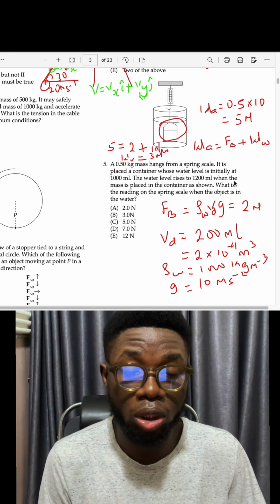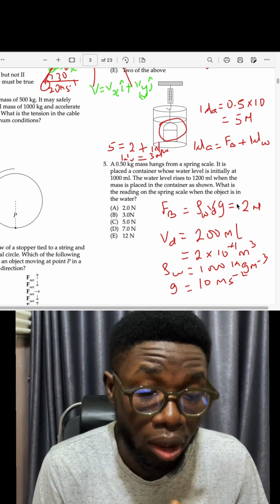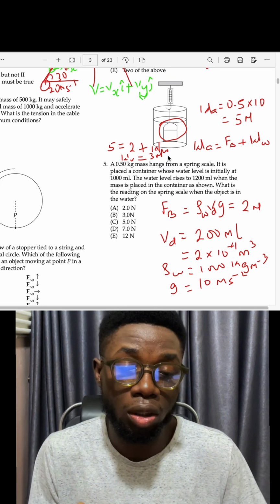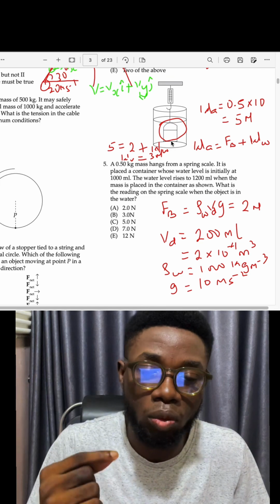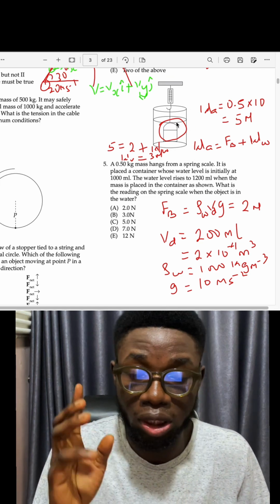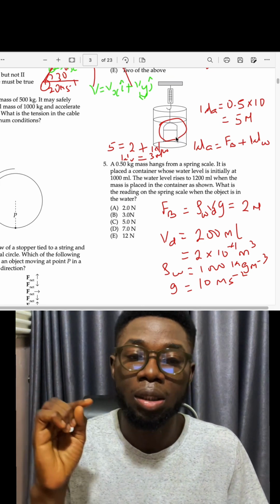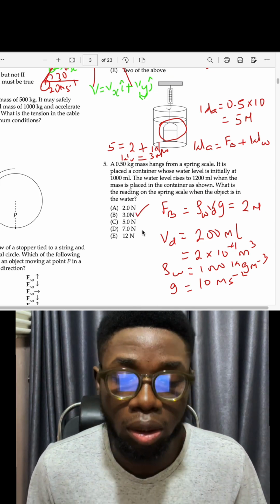So the question says, what will be the reading on the spring scale when the object is in water? The spring scale is essentially measuring the weight of this object. But because there is an apparent loss in weight of this object, it's not going to be reading 5 newtons anymore. It's going to be reading 3 newtons at this point because of the apparent loss in weight. So the correct answer is 3 newtons.